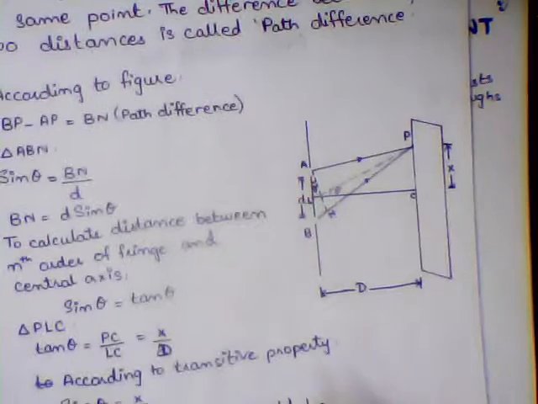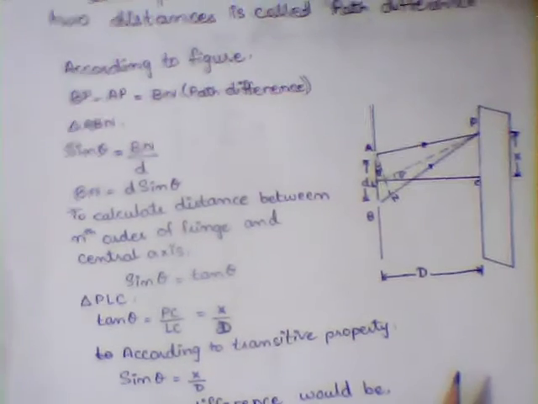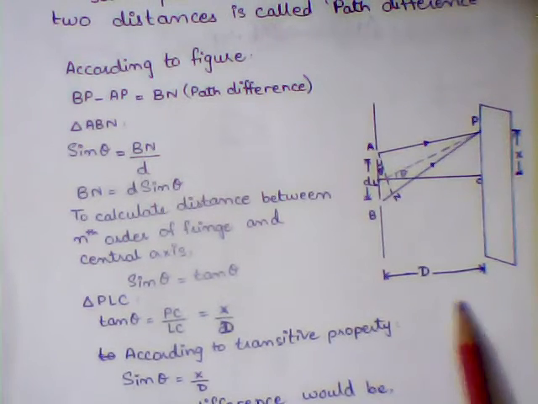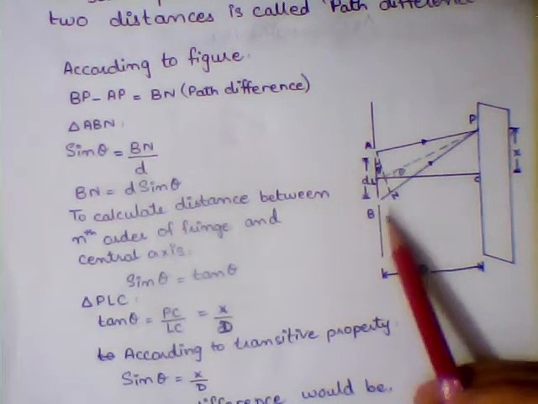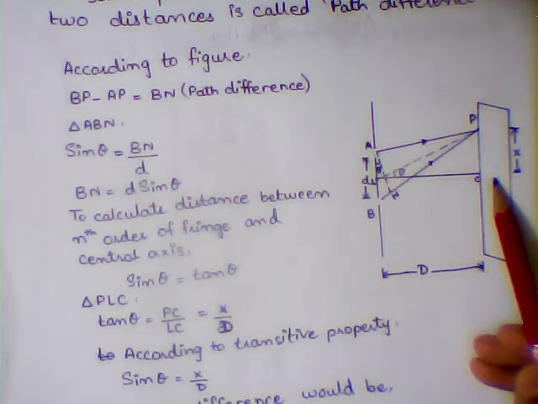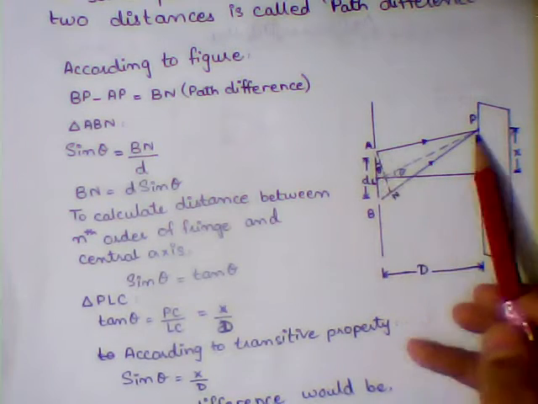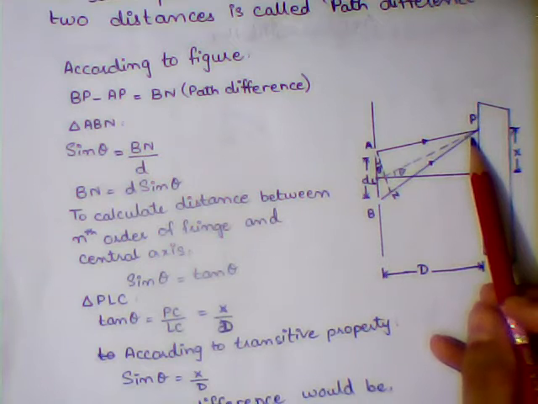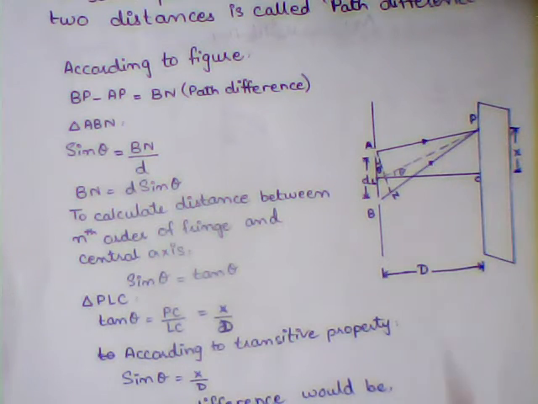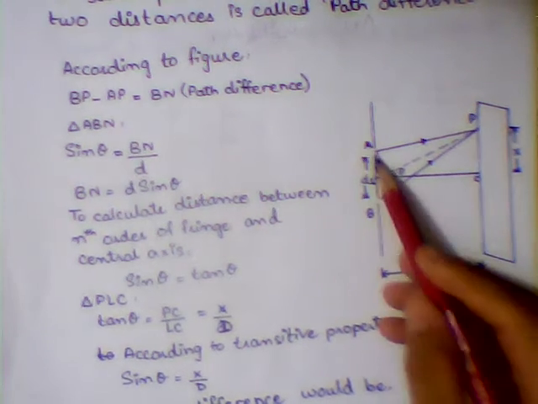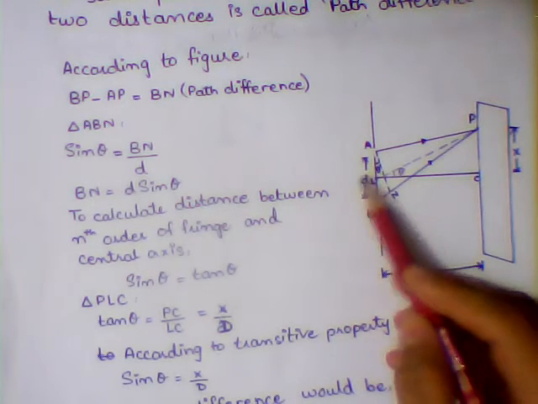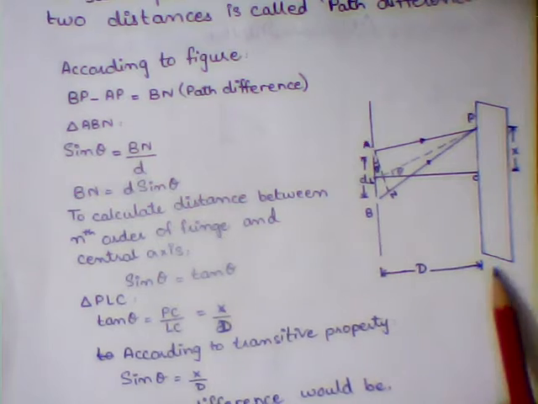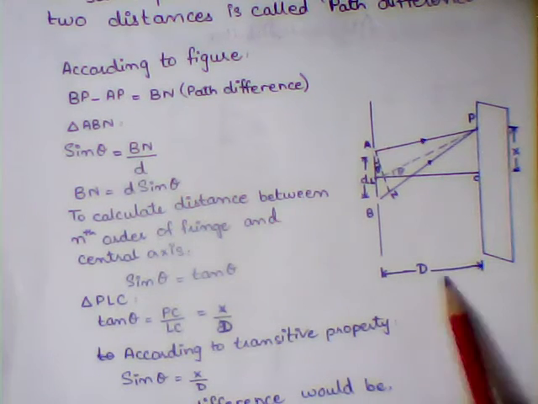Now, this is the ray diagram of the experiment. This is the second barrier. This is our viewing screen, and this is the ray of light coming from source 1. This is the ray of light coming from source 2. This distance from A to B is a small d, and the distance between the second barrier and the viewing screen is represented by capital D.